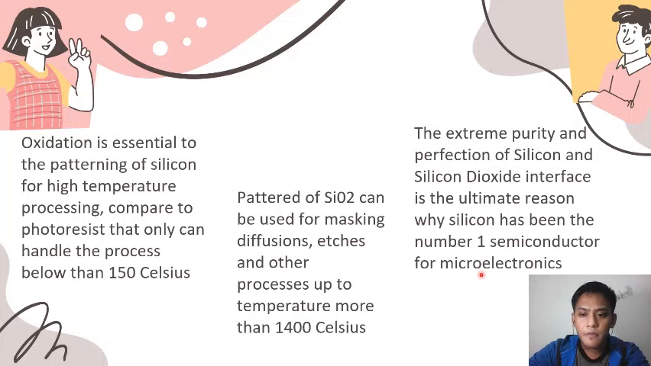The extreme purity and perfection of the silicon and silicon dioxide interface is the ultimate reason why silicon has been the number one semiconductor for microelectronics.